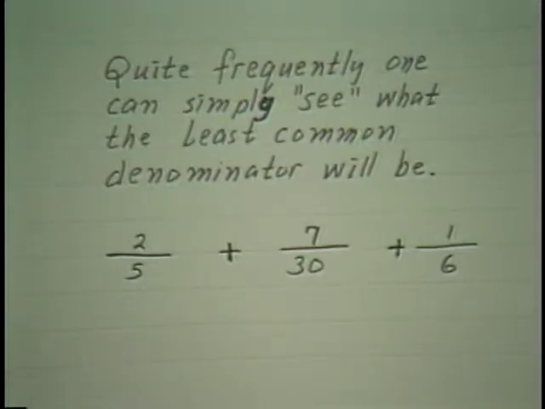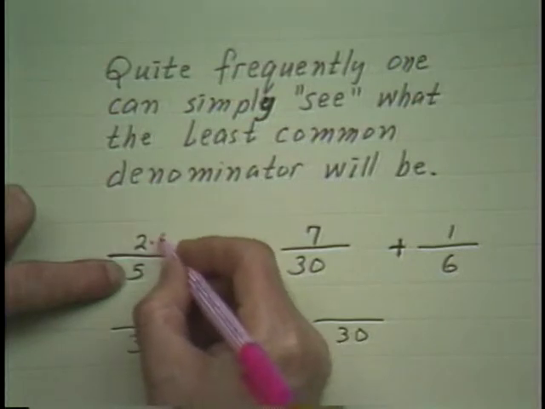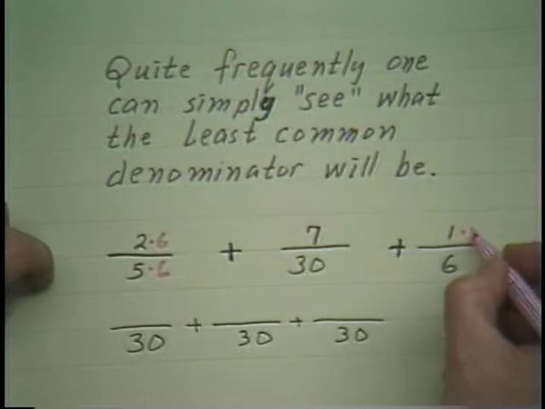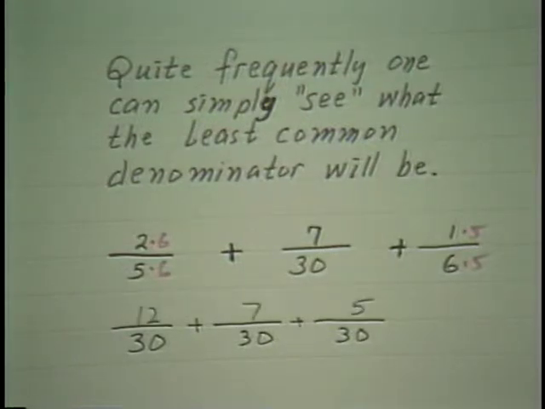Quite frequently, one can simply see what the least common denominator will be. In this case, what's the least number that these three will divide into? And of course, we can just see that it's 30. In this case, we'll build with a factor of 6 to get 30. This already is 30. And here we'll build by a factor of 5 to make it 30. And my three fractions now become the three equivalent fractions, 12, 7, and 5/30ths.